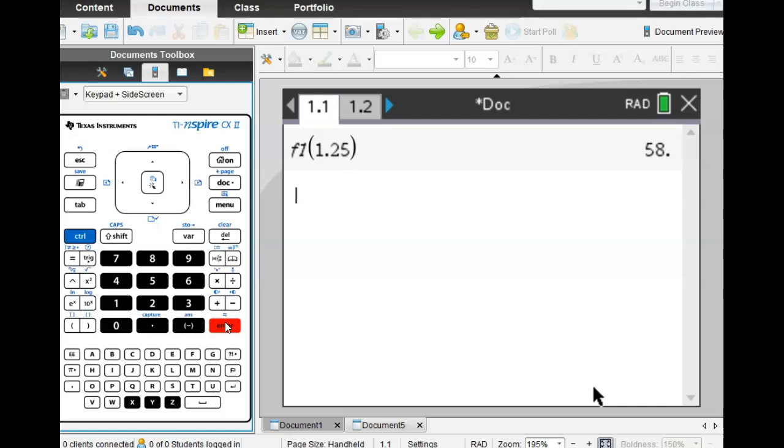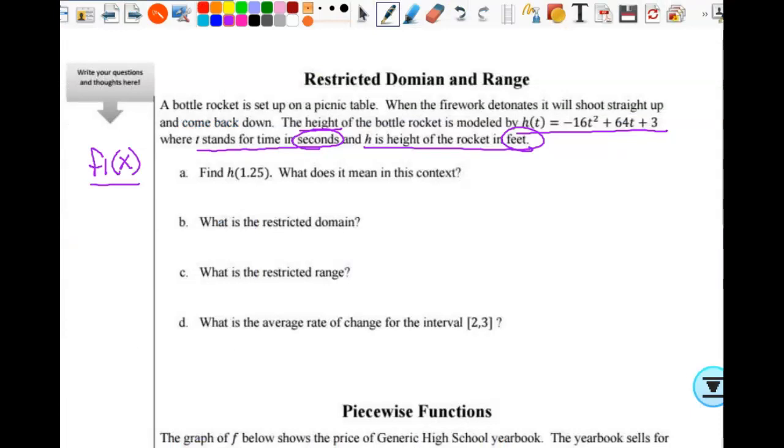Okay, so I'm going to come over here and answer my question. It says find h of 1.25. So h of 1.25 equals 58. 58 what? Seconds or feet? Feet. Because this is my seconds, right? I substituted in 1.25 seconds to get 58 feet.